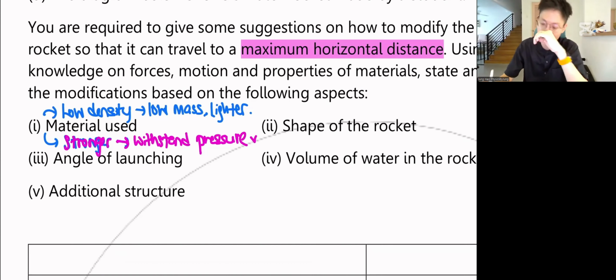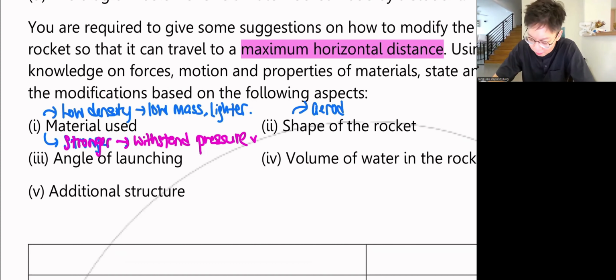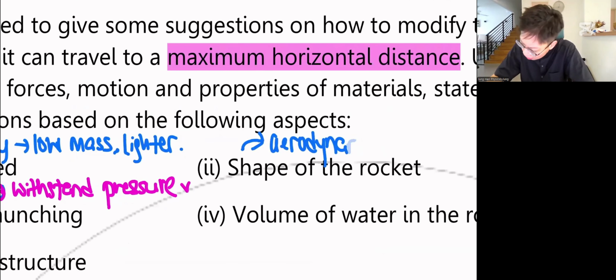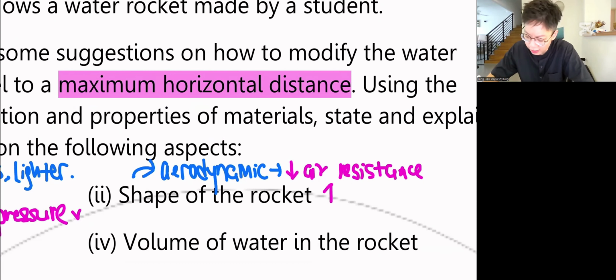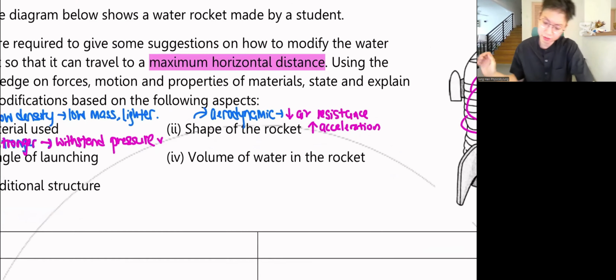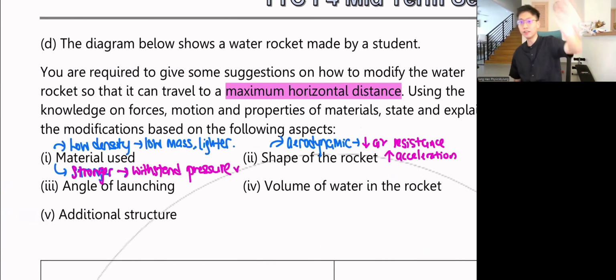Okay, what about the shape? Okay, I just said the answer. The shape is aerodynamic. And why do I want aerodynamic, guys? Why do I want aerodynamic? Because I want to be able to reduce the air resistance. Why? So that I can have higher acceleration. Okay, can? Reduce air resistance to increase the acceleration.